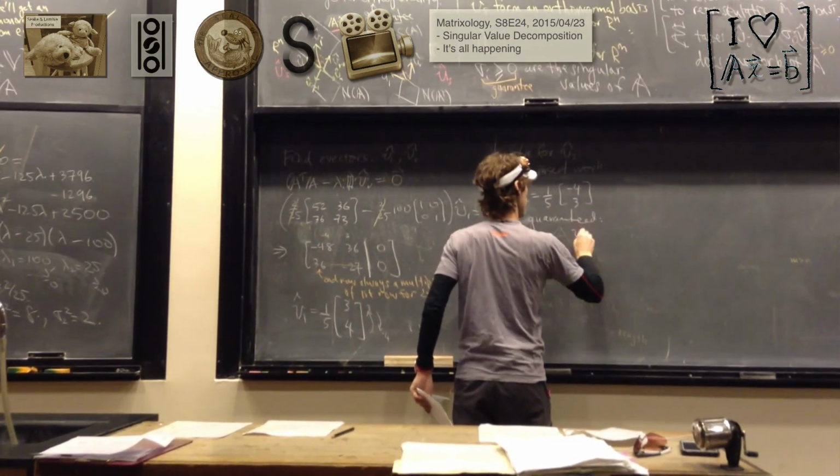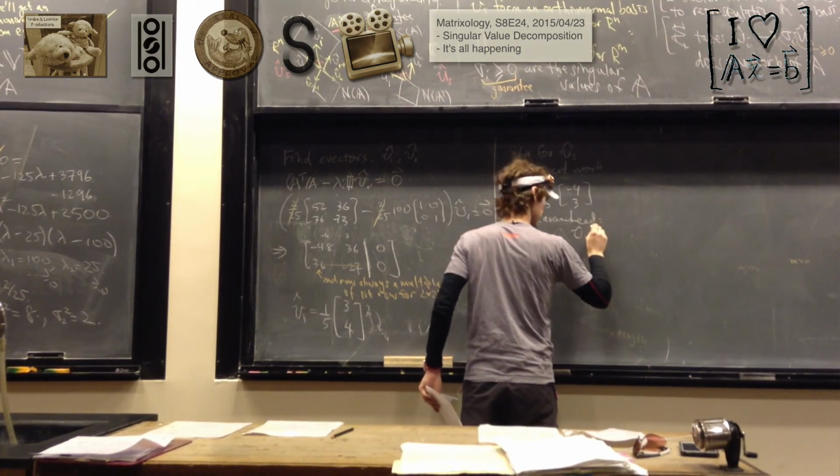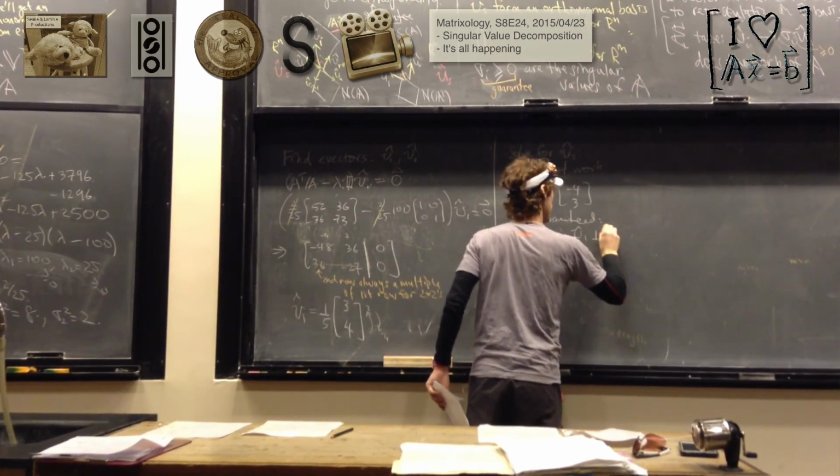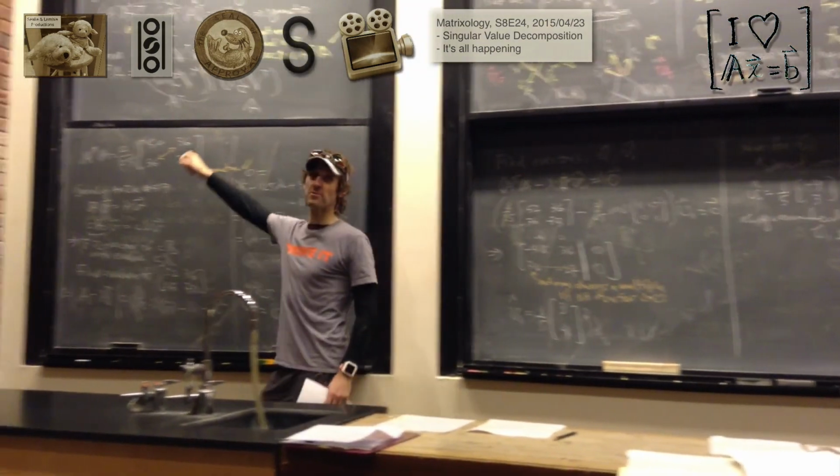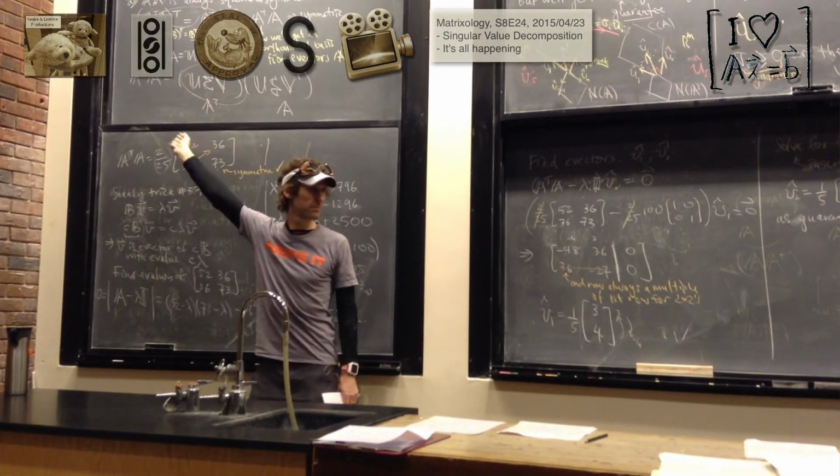Lots of guarantees. V1 hat is orthogonal to V2, right? It was a symmetric matrix, real symmetric matrix. It was definitely going to happen.